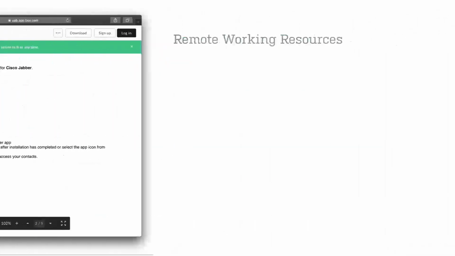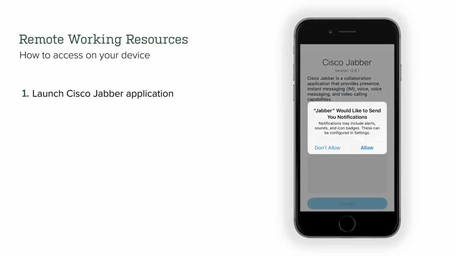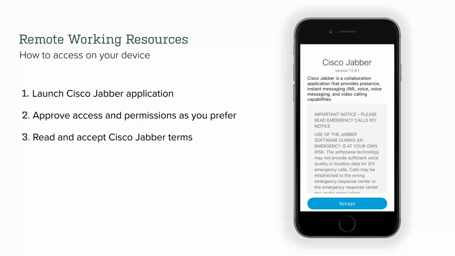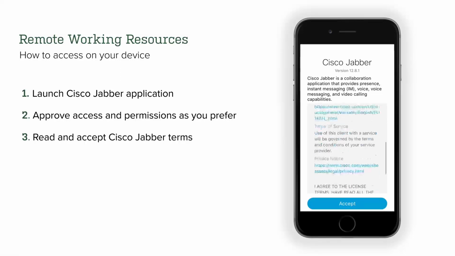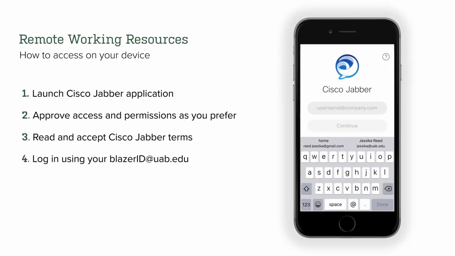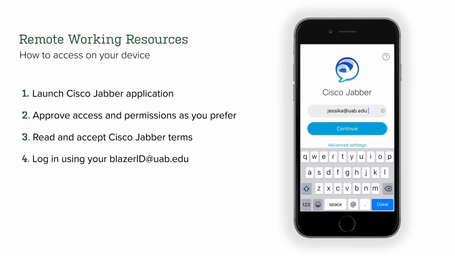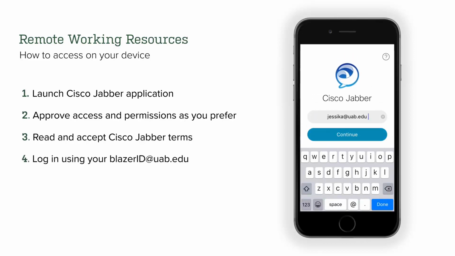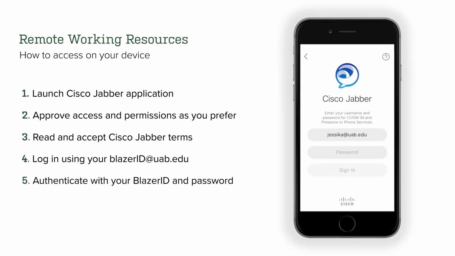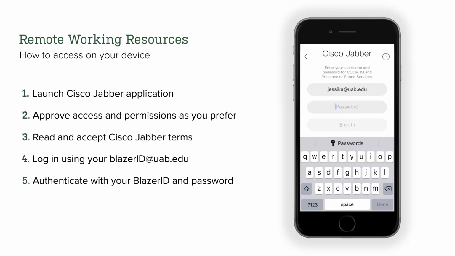To access Cisco Jabber on your device, launch the application. Approve access and permissions as you prefer. Read and accept the Cisco Jabber terms. Log in using your Blazer ID at uab.edu. Authenticate with your Blazer ID and password.